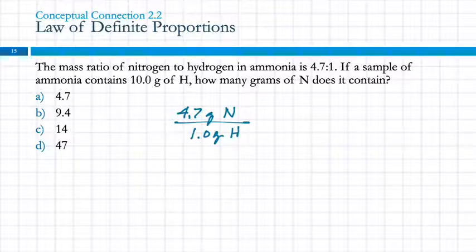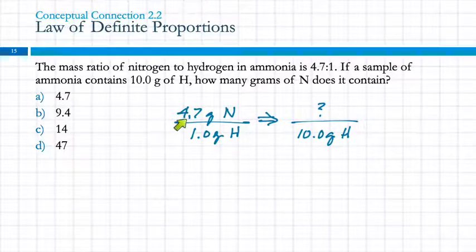We don't need a calculator for this because the numbers are chosen to be nice. So if we have 10 grams of hydrogen, the question is saying, how many grams of nitrogen do we have? 10 times as much, right? So instead of 4.7 grams, we'd have 47 grams of nitrogen.